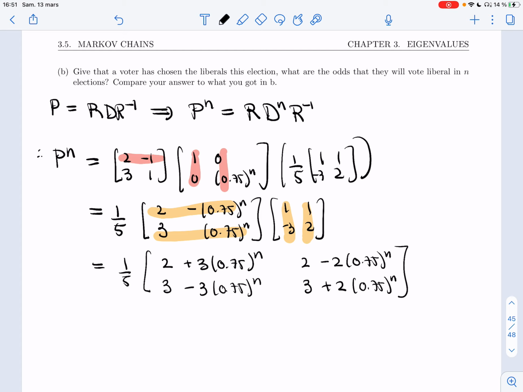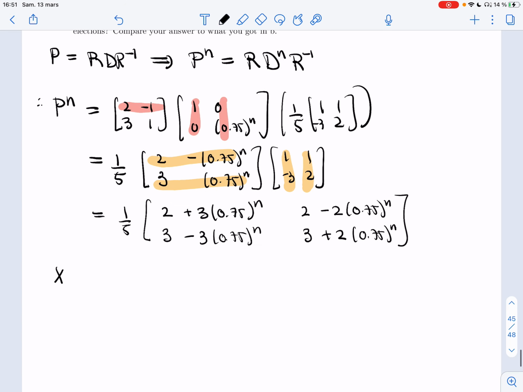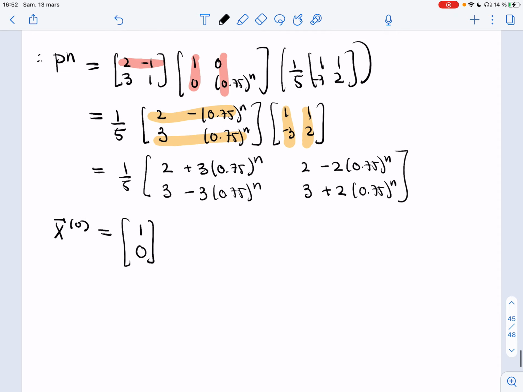Excellent. All right, let's reread the question. Given that a voter has chosen the Liberal this election, that means we know x0 is liberal, so that means (1, 0). And so xn will be P to the n times x0.